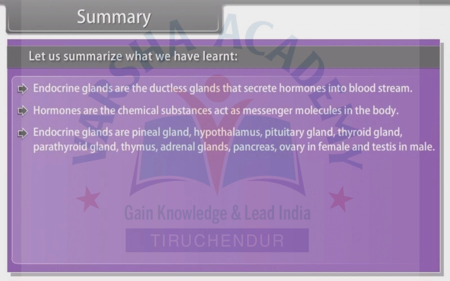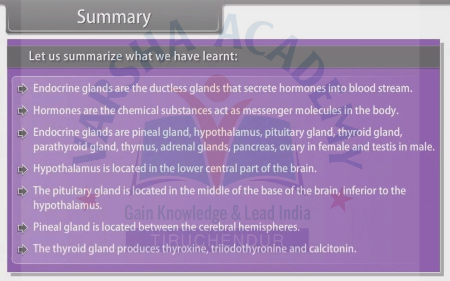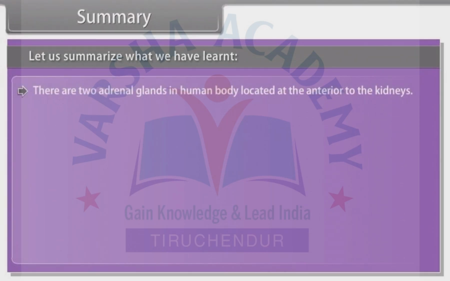The hypothalamus is located in the lower central part of the brain. The pituitary gland is located in the middle of the base of the brain, inferior to the hypothalamus. The pineal gland is located between the cerebral hemispheres. The thyroid gland produces thyroxine, triiodothyronine, and calcitonin. There are 2 adrenal glands in the human body located anterior to the kidneys.